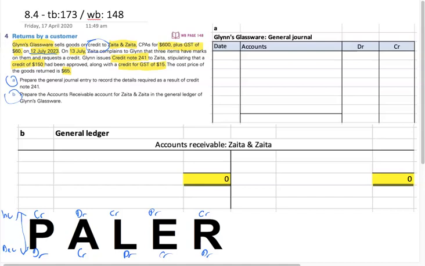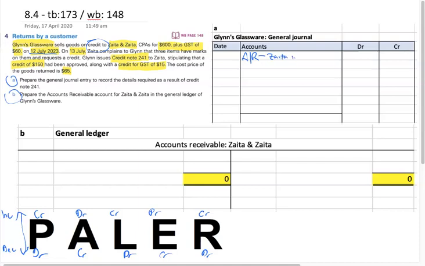So let's think through how much is owed to us now. Hopefully you remember, if we make a sale on credit, that means we have an accounts receivable. You wouldn't abbreviate it, but I'm just doing this to save some space.